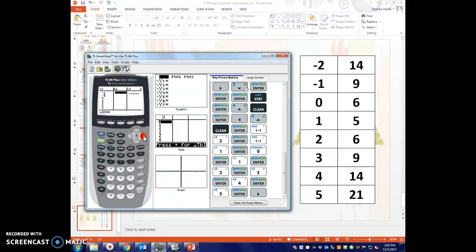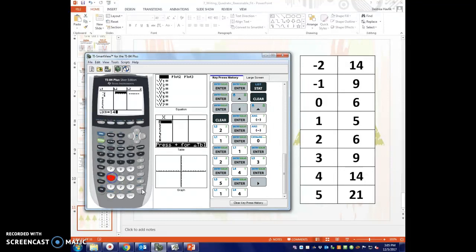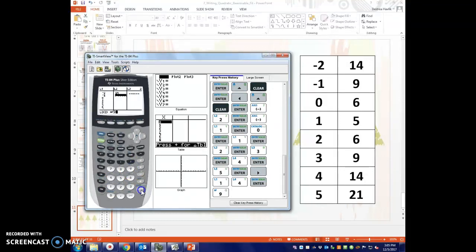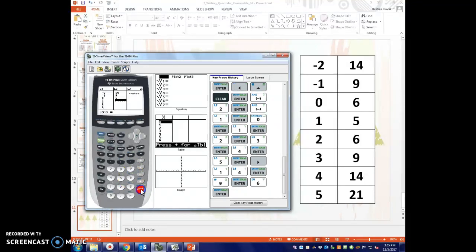So at -2, we had 14. 14, enter. At -1, we had 9. 9, enter. At 0, we had 6. 6, enter. At 1, we had 5. 5, enter. At 2, we had 6.